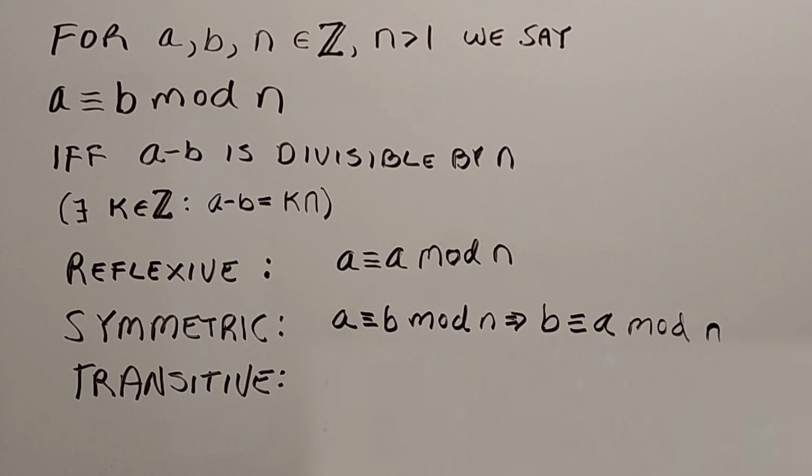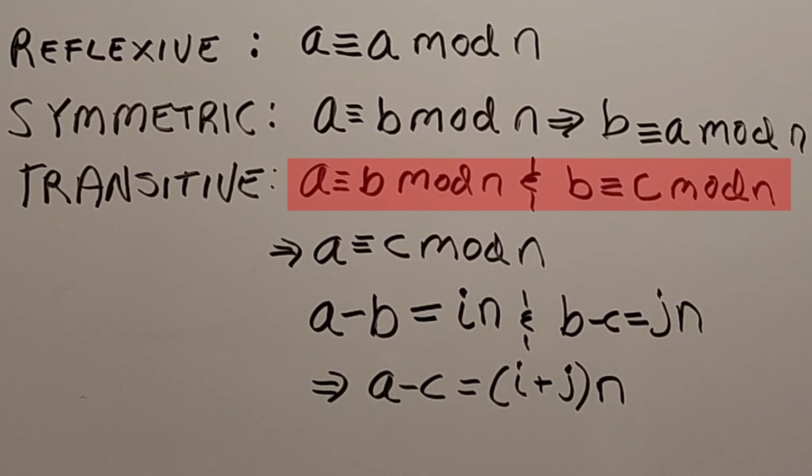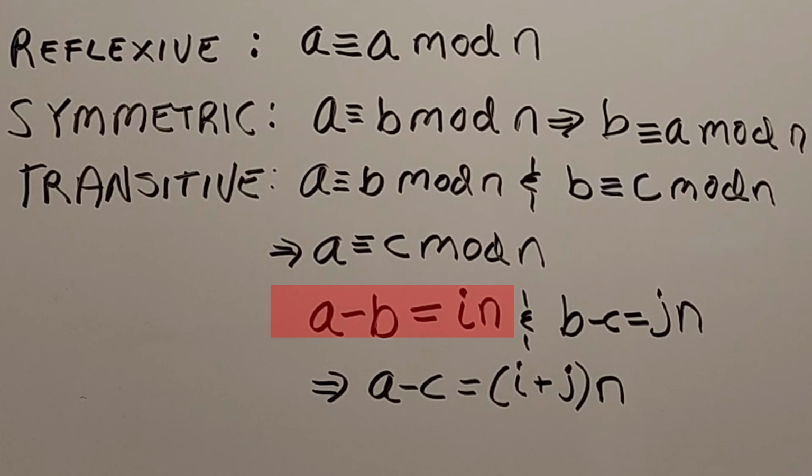Finally, the transitive property says that if A is congruent to B mod n and B is congruent to C mod n, then A must be congruent to C mod n. Now this one's a little more complicated, so let's write it out. If A is congruent to B mod n and B is congruent to C mod n, then that means that we have integers i and j such that A minus B has the form in and B minus C has the form jn. So let's add those 2 equations together.